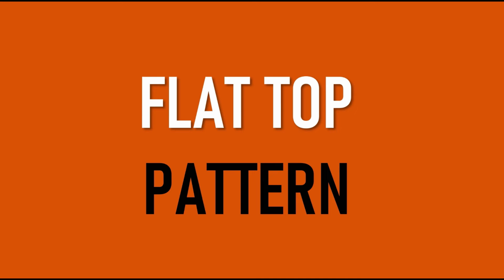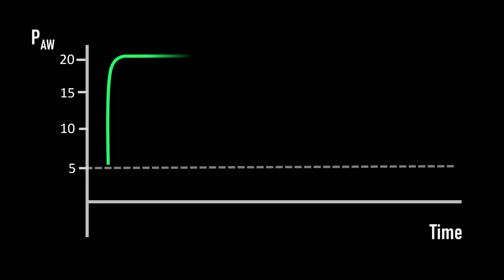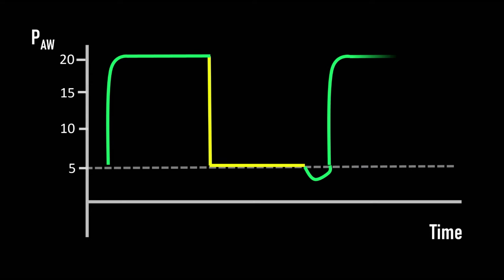The flat top pattern can be seen in a variety of different modes of ventilation, and it looks like this. The airway pressure goes up progressively up to a pressure limit, and it stops there. The patient can also trigger the ventilator, and the pressure cycles up to this flat top picture. Now, this is not exclusive to pressure control ventilation, although it's very, very typical of pressure control.